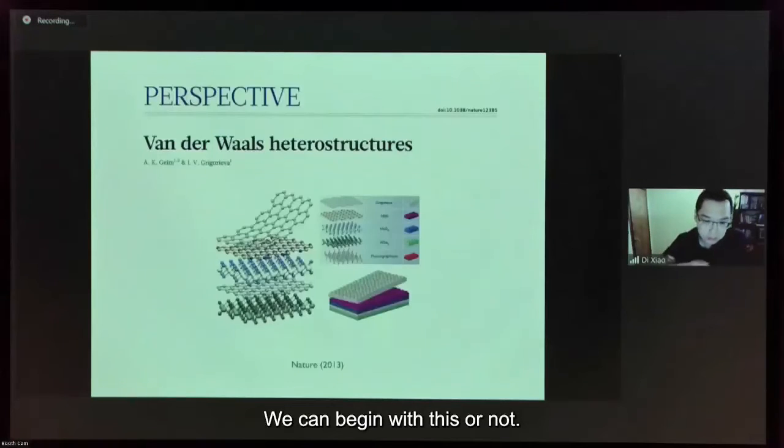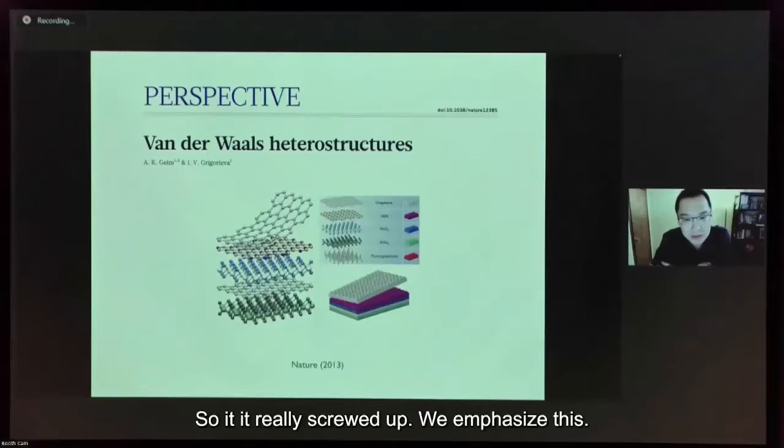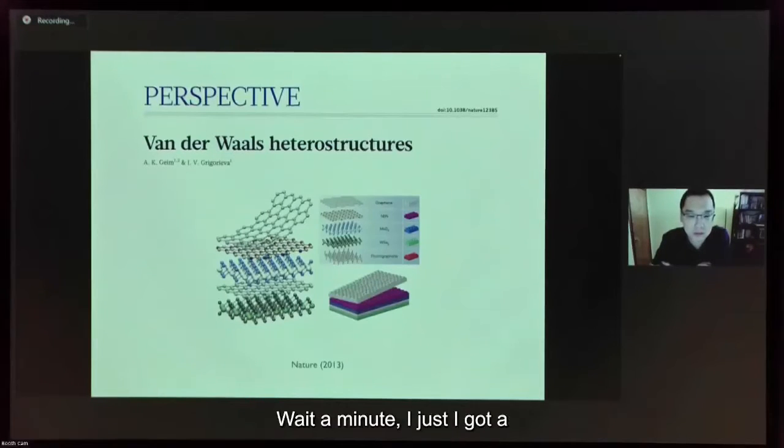So maybe we can begin with this well-known figure that you have probably seen thousands, millions of times. If you read this figure, the main emphasis is that because of the weak van der Waals interaction, you can easily assemble materials with different properties together. And in that sense, it's really talking about heterostructures, structures made of different materials.